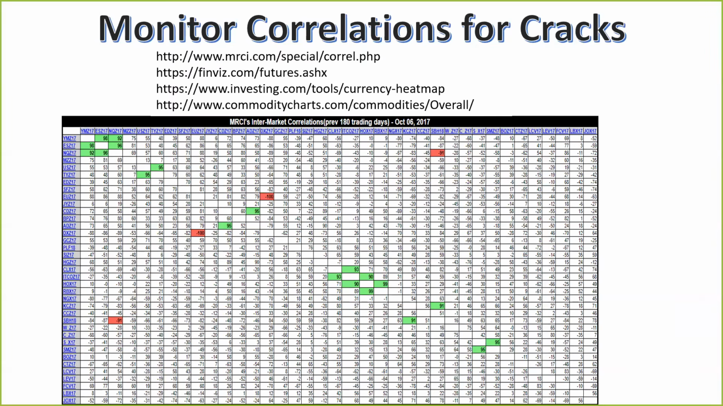It's easy to do. As I said, you can do it on your trading platform, or you can go online. These are some great sites. The one you're looking at right now is mrci.com. They update this every day, and you can change the lengths of time. I like them a lot, and I like that most of it's white, and it just highlights the ones you should really pay attention to.